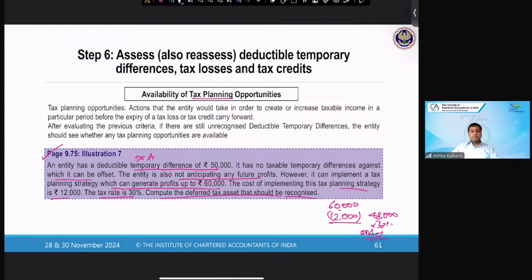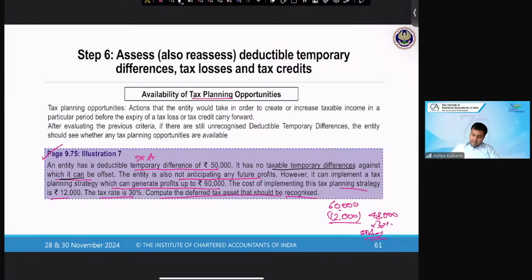Next, existence of tax planning opportunities. An entity has a deductible difference of 50,000. That means to this extent, it can save your taxable income. That entity is having this amount available. It has no taxable temporary difference against which it can be offset. So no taxable differences. It is not anticipating any future profits. Now profit means reversal of taxable differences. 50,000 is only deductible differences.